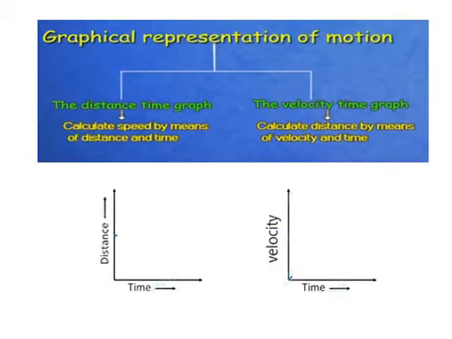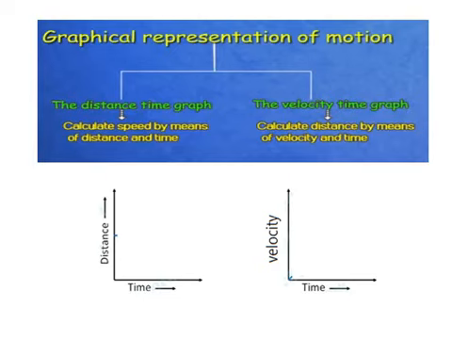So what we are going to discuss today is the graphical representation of motion. Any type of motion can be represented in the form of a graph, and from the structure of the graph we can predict the nature of motion, and that is what we are going to see in today's lesson in detail. This graphical representation of motion can be broadly classified into two types. One is the distance time graph. The other one is the velocity time graph.